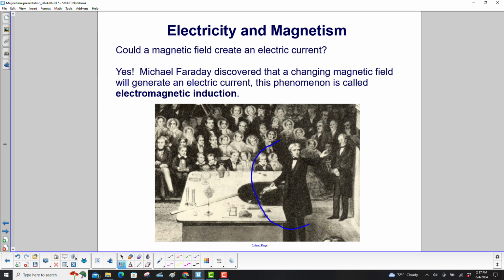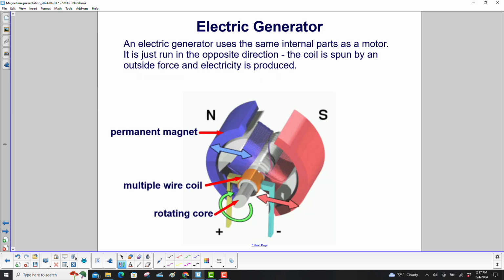Michael Faraday, who's this gentleman over here, discovered that a changing magnetic field will generate an electric current. This phenomenon is called electromagnetic induction. An electric generator uses the same internal parts as a motor. It is just run in the opposite direction. This time the coil is spun by an outside force. Right here you're having some outside force rotate the core, and that would produce electricity coming off the wires here. It's just the opposite of a motor.